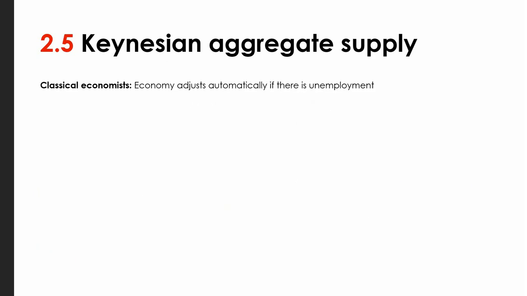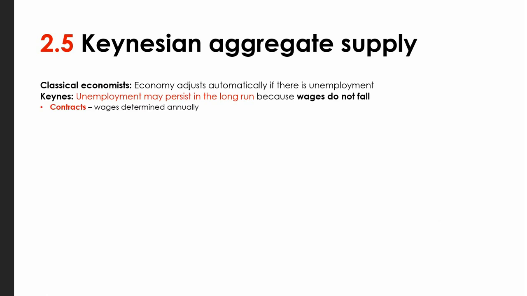Now, Keynesian economists argue something different. While classical economists say that the economy will adjust automatically, Keynesian economists argue that unemployment may persist in the long run because that mechanism we just saw won't happen. Wages don't fall. That might be because of wage contracts. Wages are only determined annually, so we can't just change wages. It might be because of market imperfections like minimum wages or trade unions, or it might be because of the efficiency wage hypothesis, the idea that firms want to keep wages high to attract workers and minimise labour turnover.